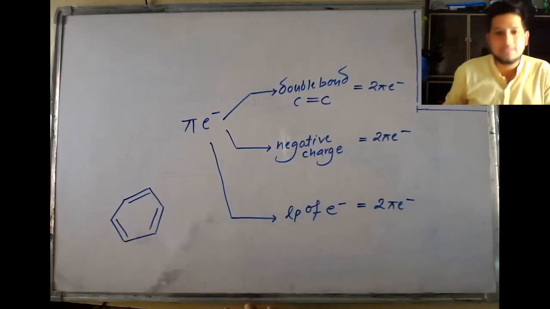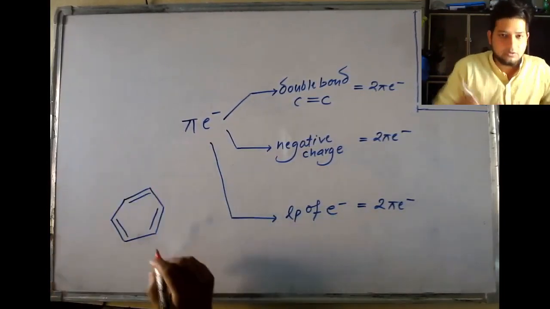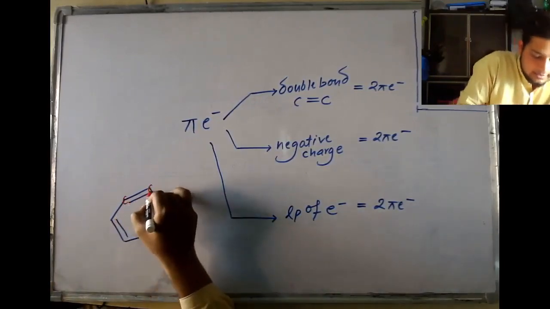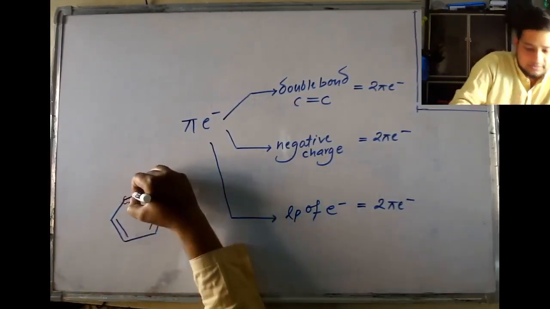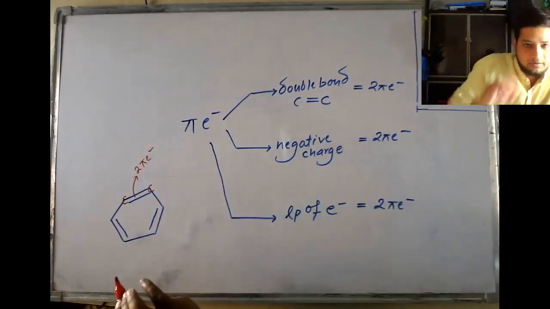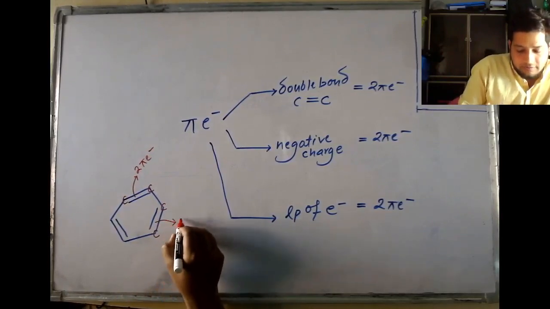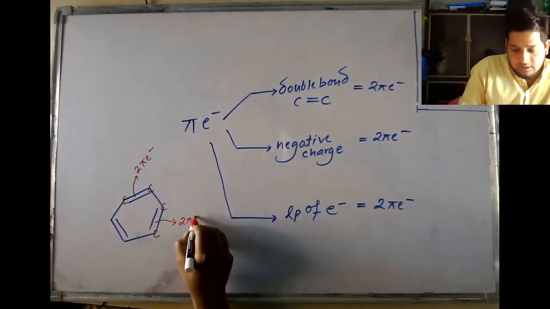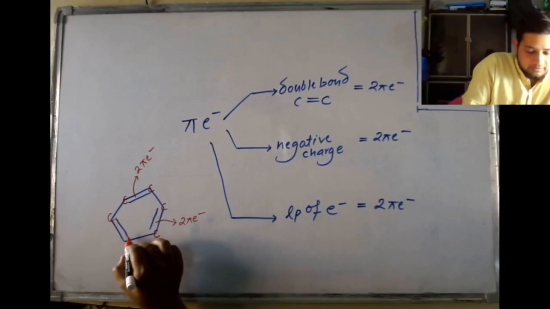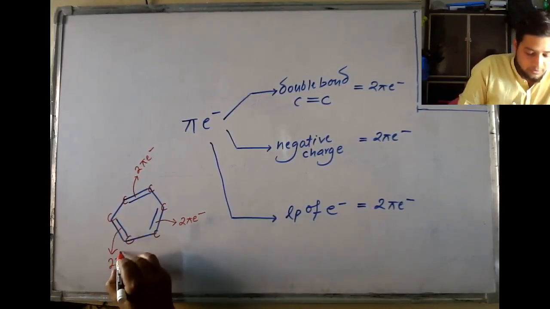This is our benzene molecule. Consider this and look here. So first we have this carbon and this carbon, the double bond. So here we have 2 pi electrons. Now look here, this carbon and this carbon, again the double bond, we have 2 more pi electrons. And lastly we have this carbon and this carbon, the third double bond, and that is our 2 pi electrons.